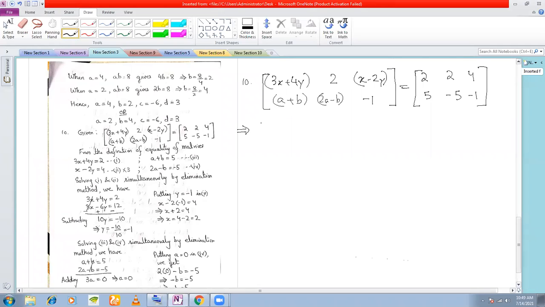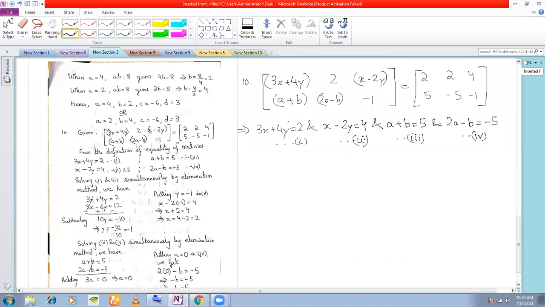If these two matrices are equal, corresponding elements will be equal. That means 3x plus 4y must be equal to 2. 2 is equal to 2, we don't write. And you must have x minus 2y equal to 4, a plus b is equal to 5, and 2a minus b is equal to minus 5. So we get 4 equations. Let us call them 1, 2, 3, and 4.